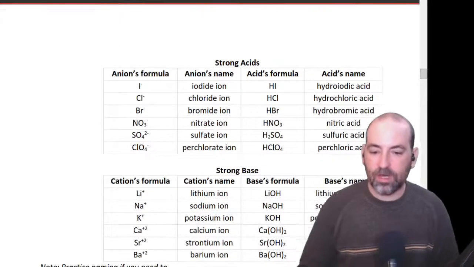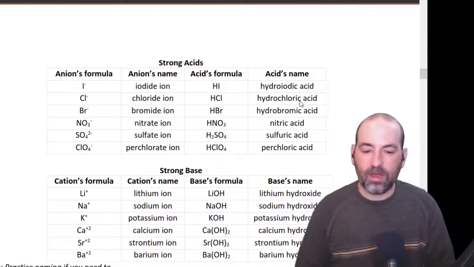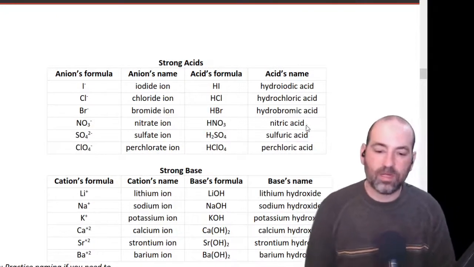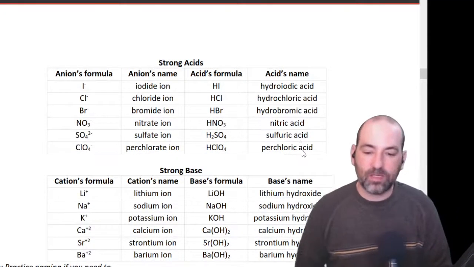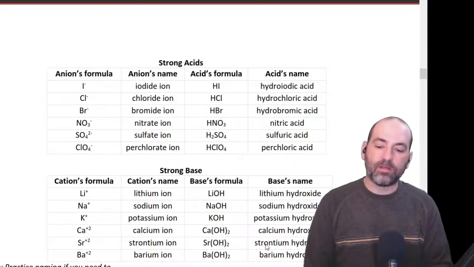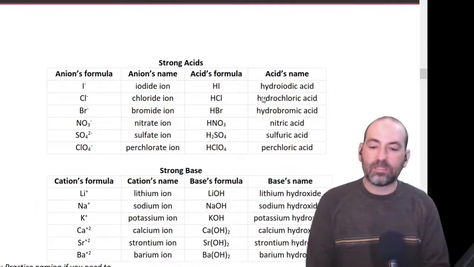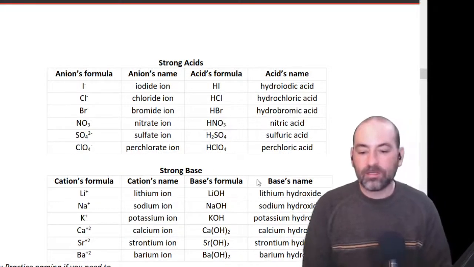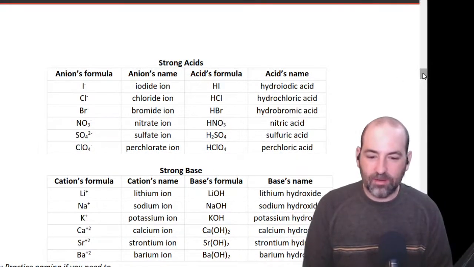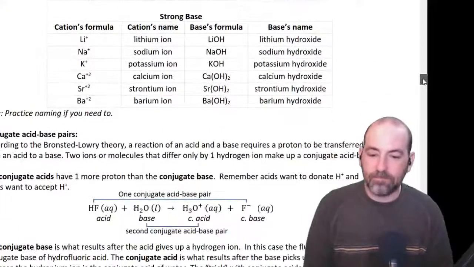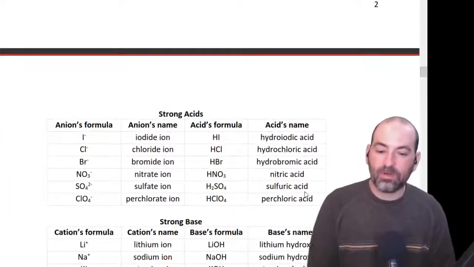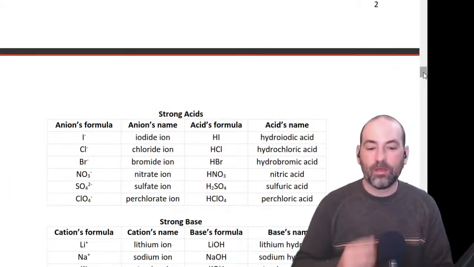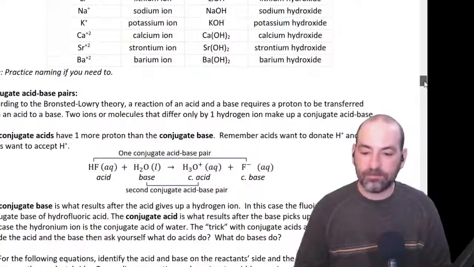All right, so here's again our strong acids. We've got hydroiodic acid, hydrochloric acid, hydrobromic acid, nitric acid, sulfuric acid, perchloric acid, and then there are some strong bases. Now this list of strong acids is actually all the strong acids that there are. This is not all the strong bases that there are, I don't think. But any acid that's not in this list, you can assume is a weak acid.